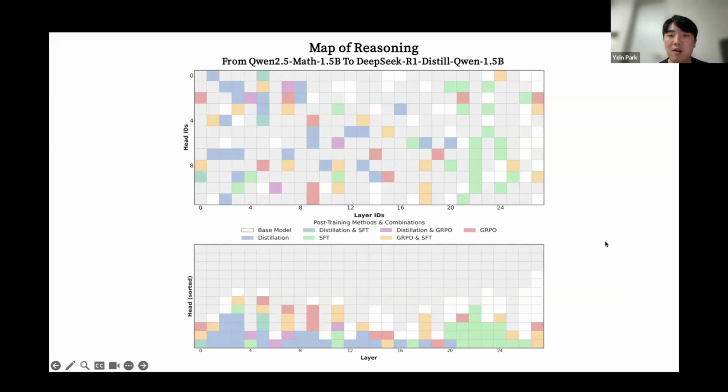And here we cannot find any head common to all the methods, like distillation, SFT, GRPO. Yeah, we cannot find that kind of head, so we just mapped two different models' common heads.